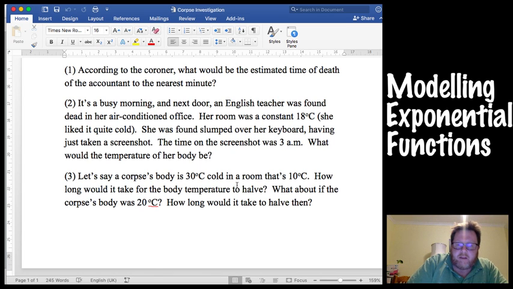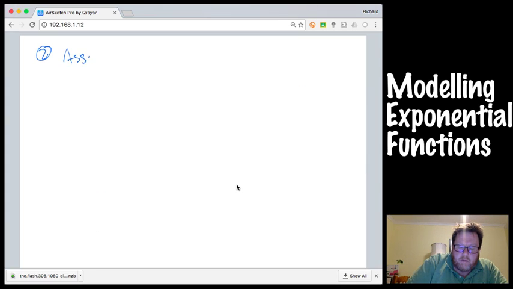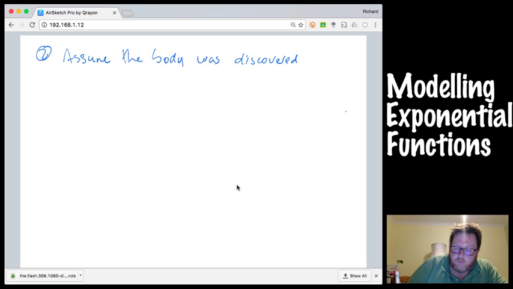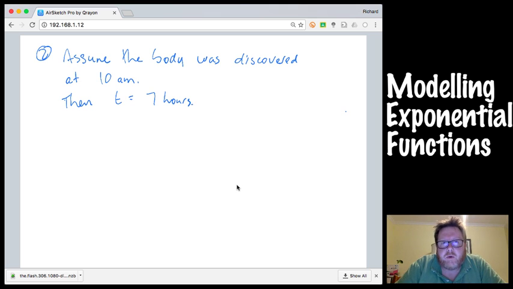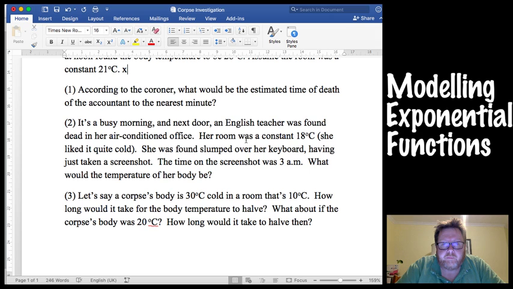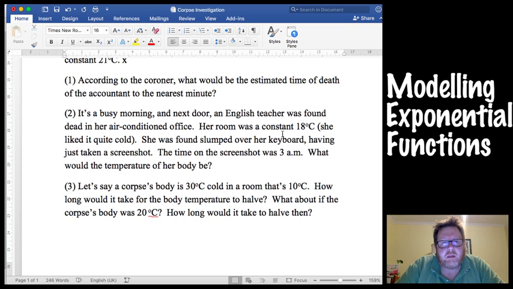So number 2, let me flick over. Assume the body was discovered at 10 a.m. Then the number of hours that have elapsed would be 7 hours, wouldn't it? So T equals 7 hours. 3 a.m. plus 7 equals 10 a.m. I think that's all right. It says that her room was a constant 18 degrees Celsius. So what would we expect the temperature of her body to be?